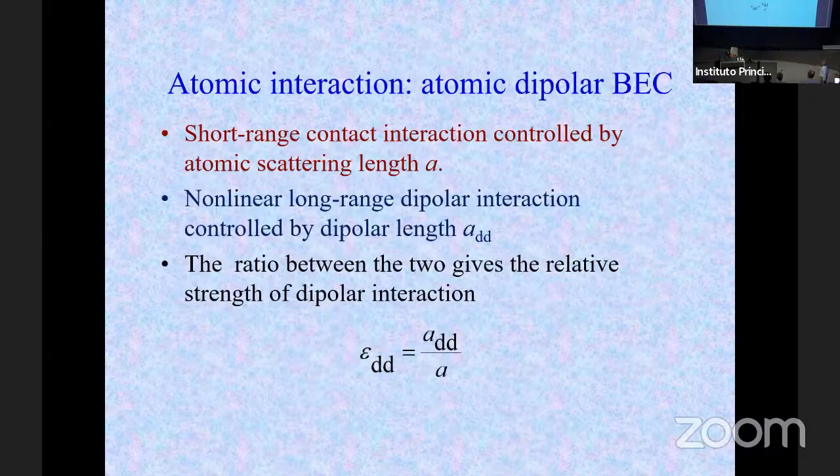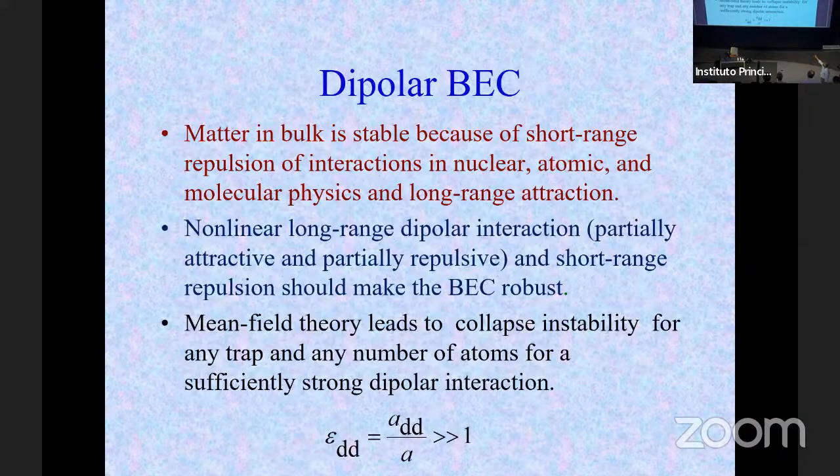So atomic dipole at BH is a short-range contact interaction controlled by atomic scattering length, and long-range dipolar interaction controlled by ADD. The ratio between the two gives this, and this determines many properties, the epsilon DD of this system. One interesting thing is the matter in bulk is stable because of short-range repulsion in nuclear, atomic, molecular physics, and long-range attraction, which makes matter stable. So dipolar interaction usually makes a stable dipolar system.